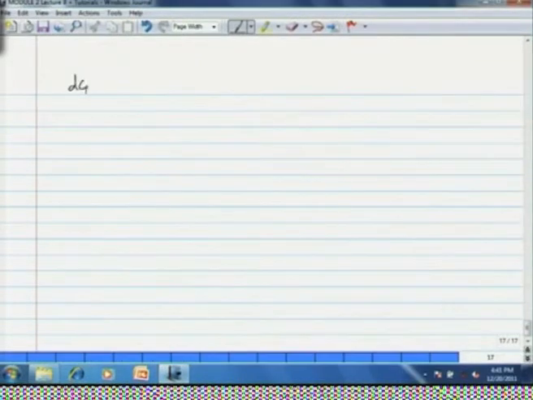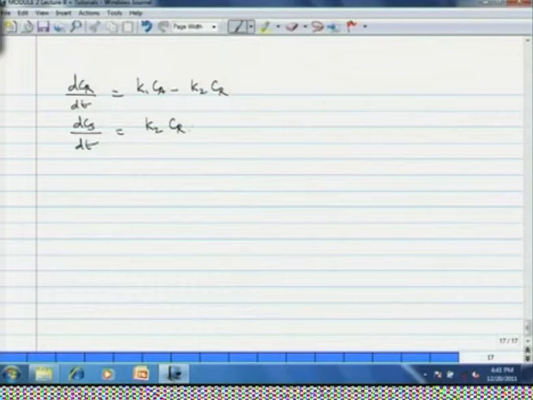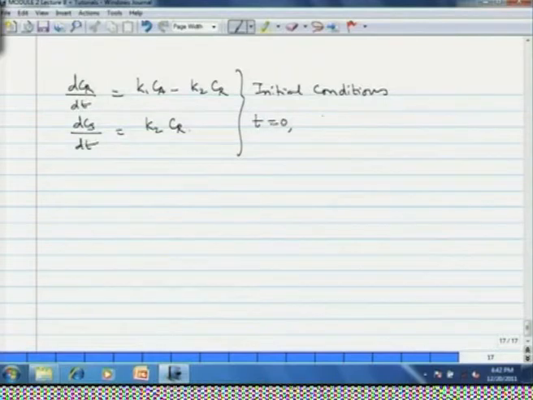dCr by dt is equal to K1 into Ca minus K2 into Cr, and then dCs by dt is equal to K2 into Cr. Okay. The initial conditions are at t equal to 0, Ca equal to Ca naught, Cr equal to 0 and Cs equal to 0. Okay.